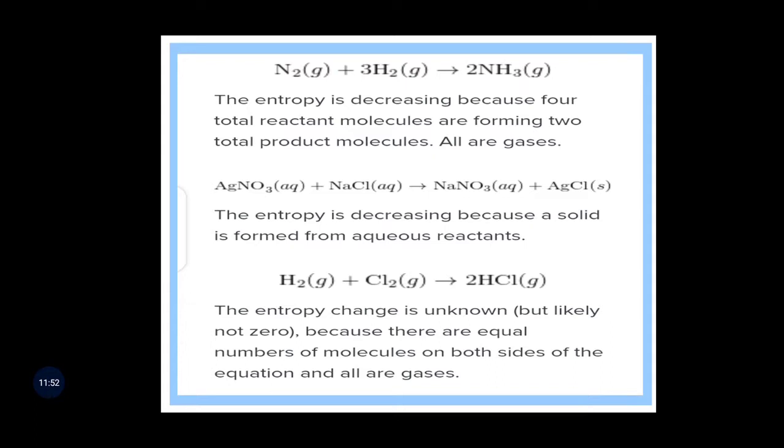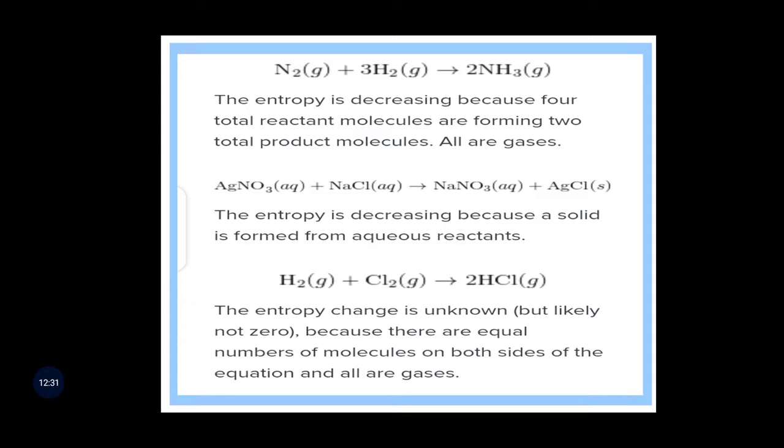Now let's look at this one. Aqueous, and then giving us another aqueous and then solid. If we look at this, there is a decrease. Why? Because the entropy is decreasing since a solid is formed from aqueous reactants. When the reactant is in aqueous form, there is still a little bit of disorder. But by the time it forms a solid, there is less disorder, and that shows a decrease in entropy.